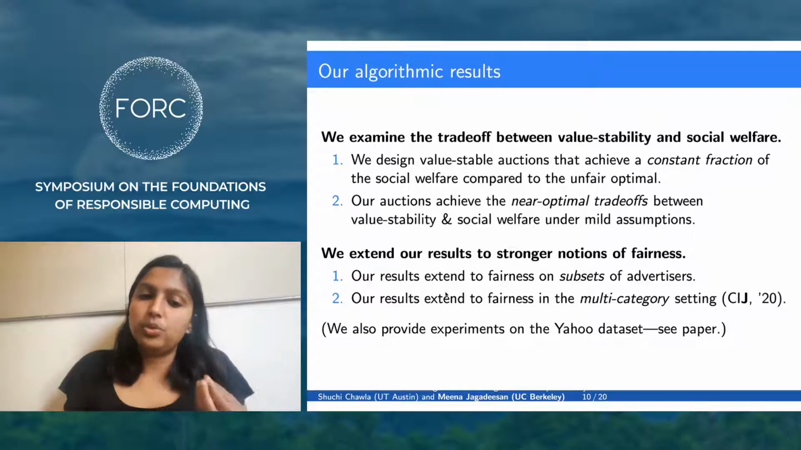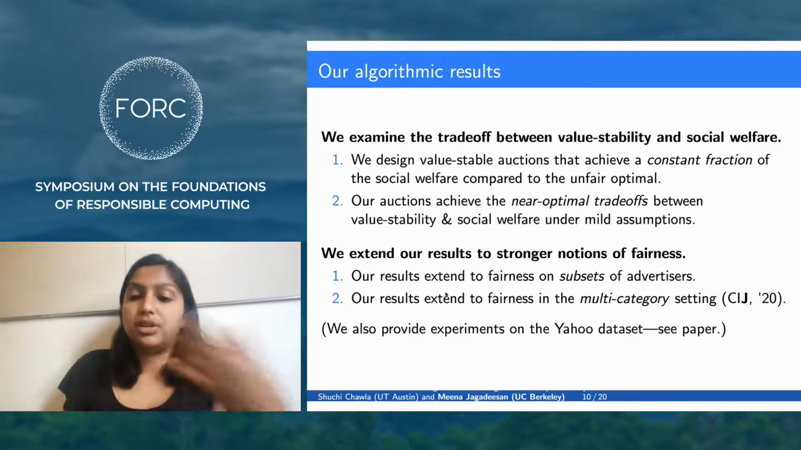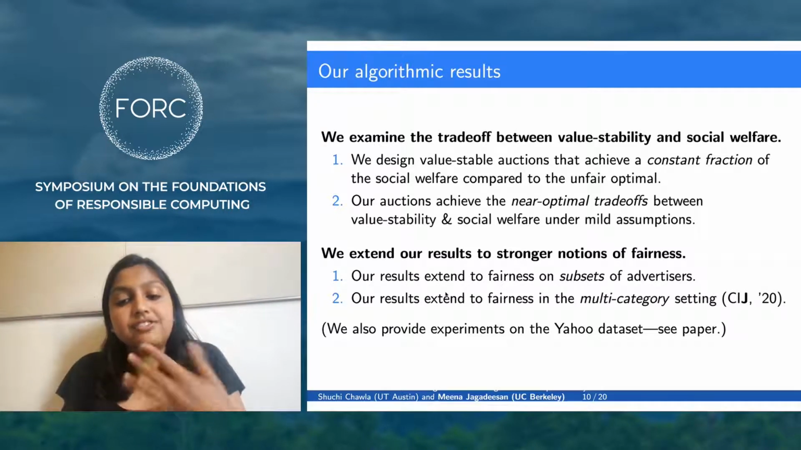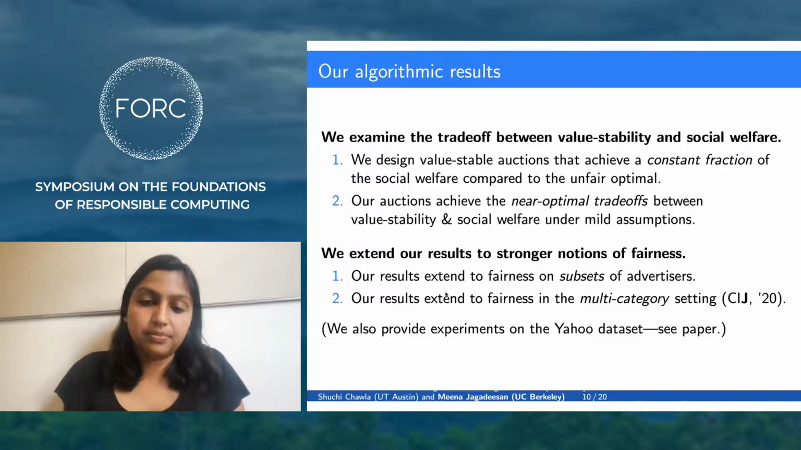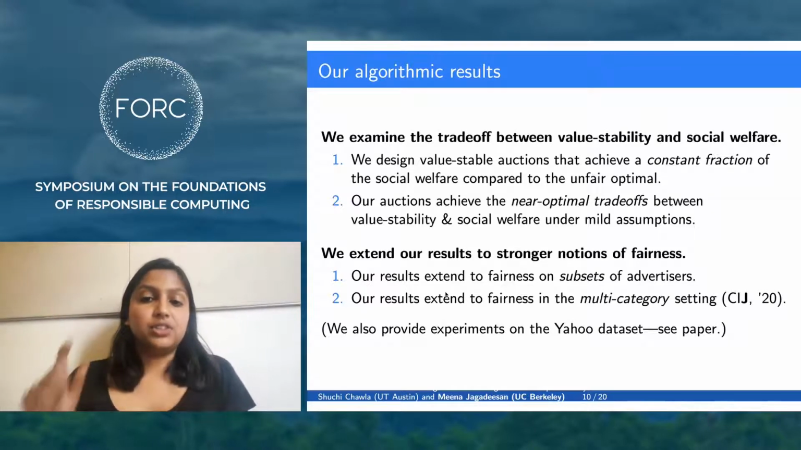In addition, we extend our results to stronger notions of fairness. So first, we extend our results to fairness over subsets of advertisers, which gives guarantees over subcategories. Then we also extend fairness to the multi-category setting considered in our previous work. We also provide experiments on the Yahoo dataset, and these experiments are present in our paper. So for this talk, we're going to focus on the first set of results described here.